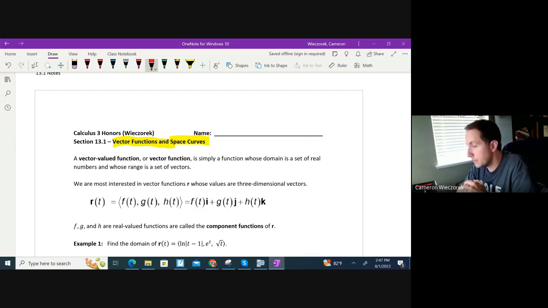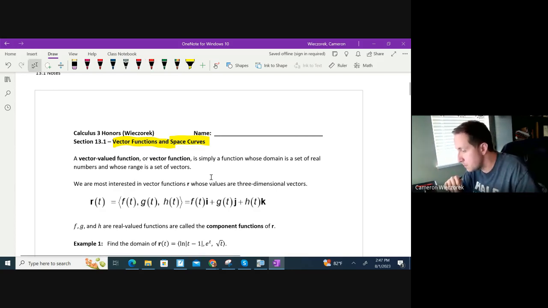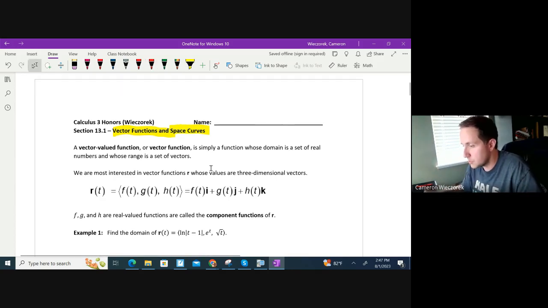We'll talk about things like curvature. We'll talk about different components of acceleration that really define these space curves. So there's some cool stuff in this chapter that goes beyond what you learned in the past. So let's start with the definition.